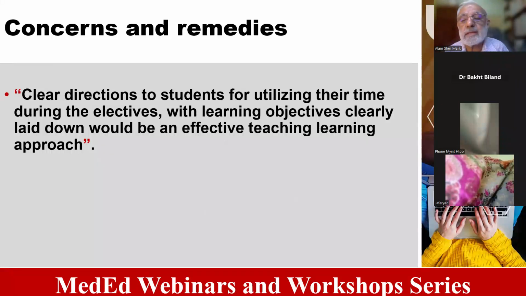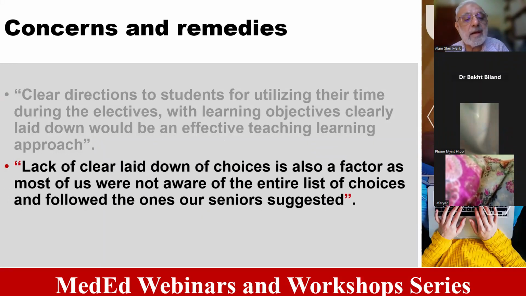Here is another quote about this by one of our participants. Clear directions to students for utilizing their time during the electives with learning objectives clearly laid down would be an effective teaching learning approach. And then lack of clearly laid down choices is also a factor, as most of us were not aware of the entire list of choices and followed the ones our seniors agreed. So clearly the students were not aware of the whole list of topics, so they were not exposed to that. Without that, it would be difficult.